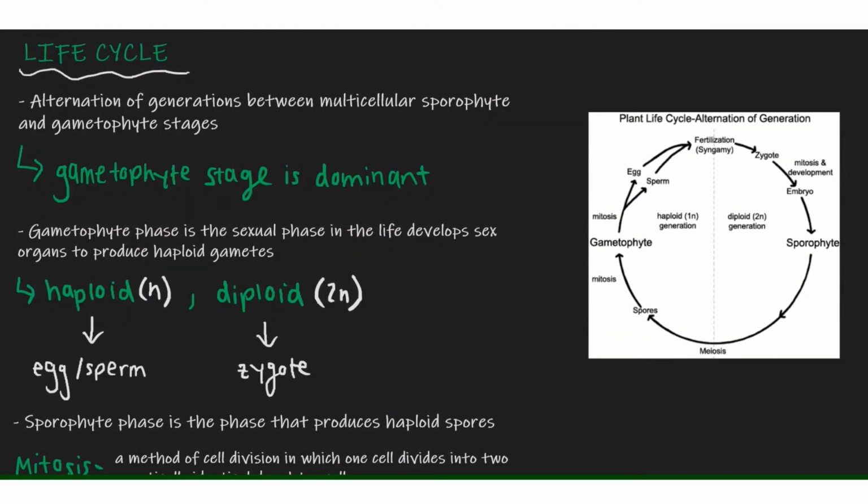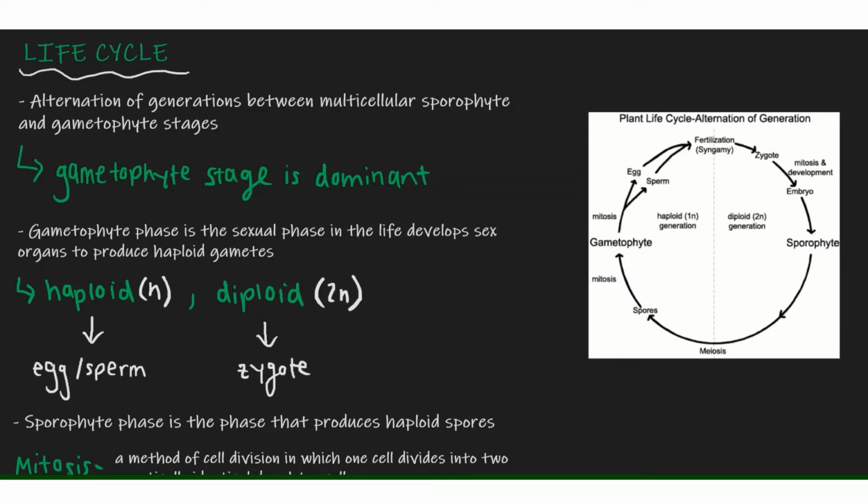Looking at the bryophyte life cycle, it's pretty basic. There's an alternation of generations between a multicellular sporophyte and a gametophyte stage, where the gametophyte stage is always dominant in the bryophytes. This gametophyte stage is the sexual phase in the life cycle, and it helps develop sex organs to produce these haploid gametes, where the haploid gametes are the egg and the sperm.